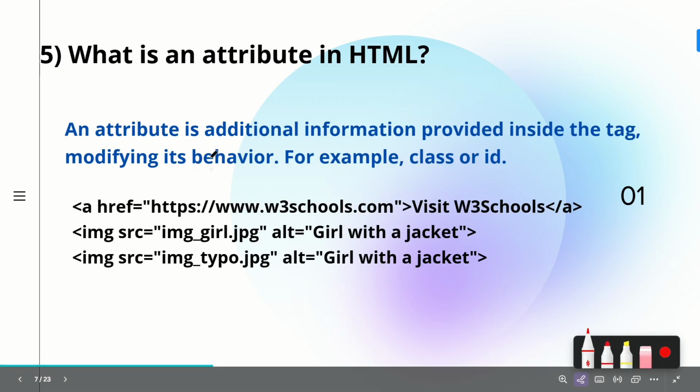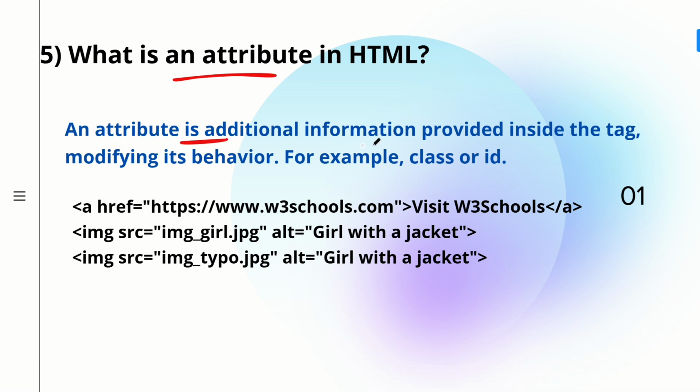Now the fifth question, what is an attribute in HTML? So an attribute is additional information which is provided inside the tag, and it is helpful in modifying its behavior. So you have normal tags, and there might be multiple tags, right? You have div, you have span, heading, then image and anchor tags. So there are multiple tags. So what are attributes in them? They are useful for providing additional information in those tags.